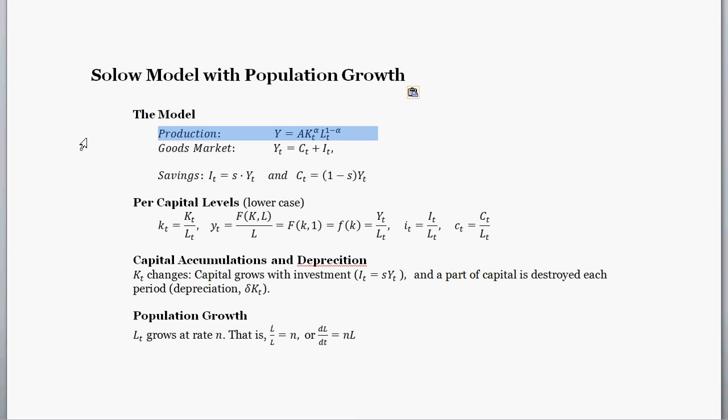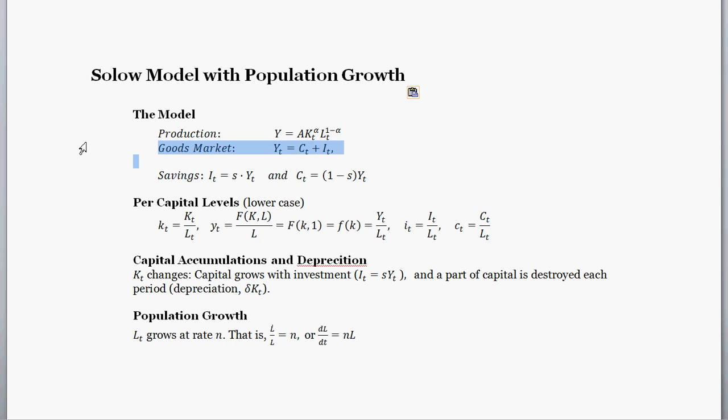So in terms of setup, our production function here is the typical Cobb-Douglas production function with constant returns to scale. The constant returns to scale is required for this Solow model to work. Our goods market just reflects the fact that income is going to equal all the ways that people could spend their money. So Y reflects income, C reflects consumption, and I reflects investment.